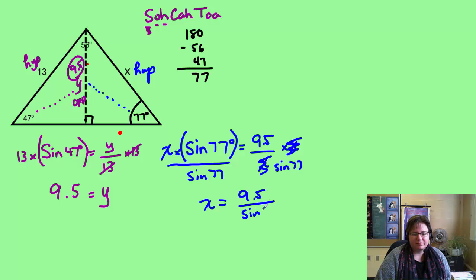And if I use my calculator, 9.5 divided by the sine of 77, you get 9.74 or 9.7. And because there was no context to this question, I don't need to put a word answer. I just need to clearly indicate what my final answer is. When you're working with your calculator, remember to leave it in degree mode. If it's not in degree mode, you're going to end up with answers that are incorrect.